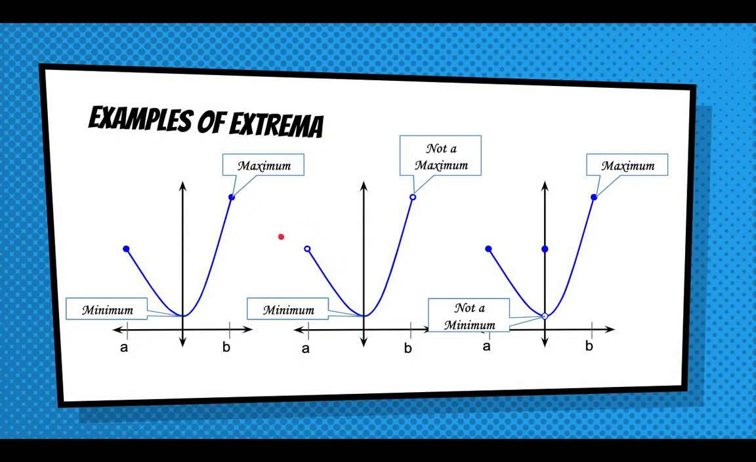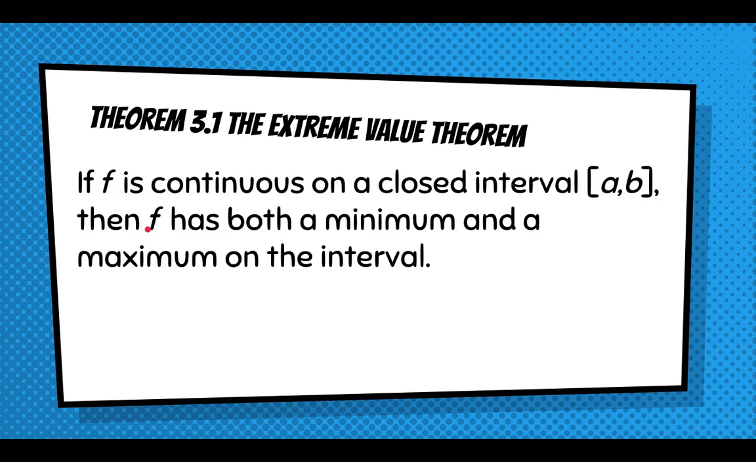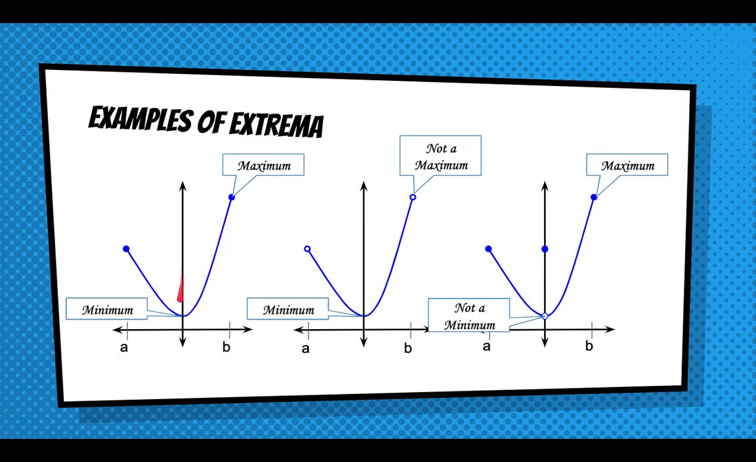So here's a little visualization. If we have this function, you'll notice we have a closed interval. This has a definite minimum: this point is the smallest value of the function. This is the largest value of the function. So we have both a minimum and a maximum.